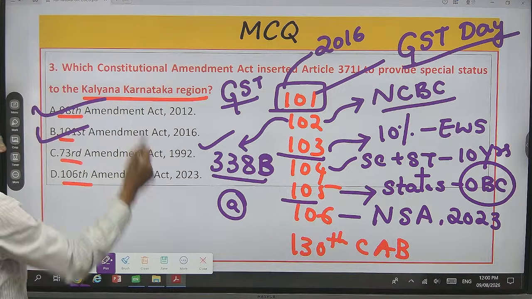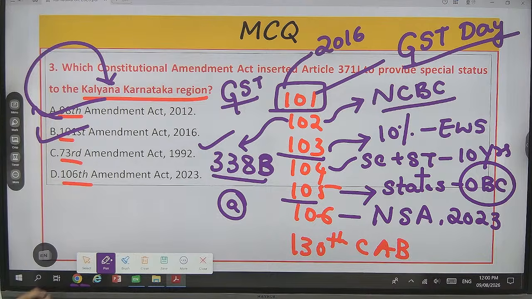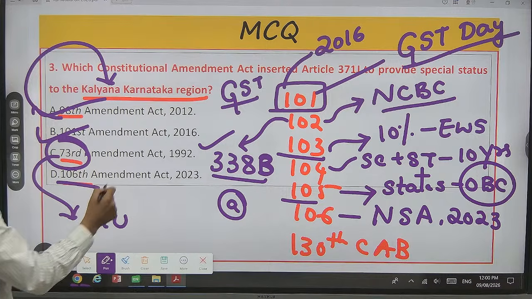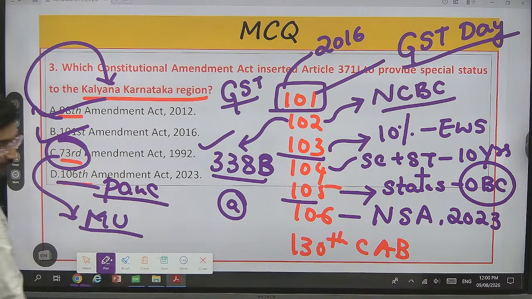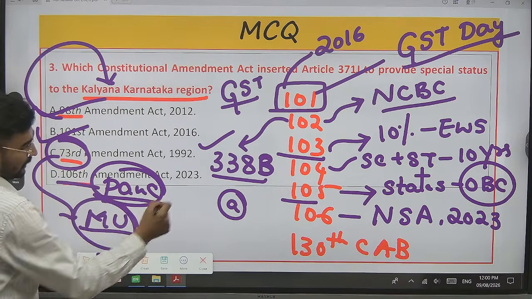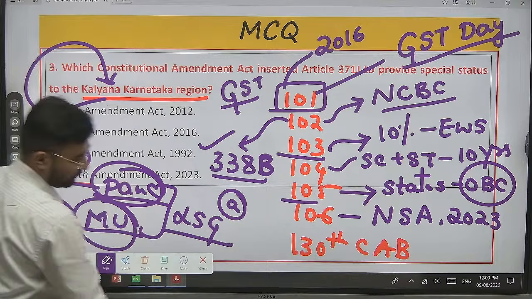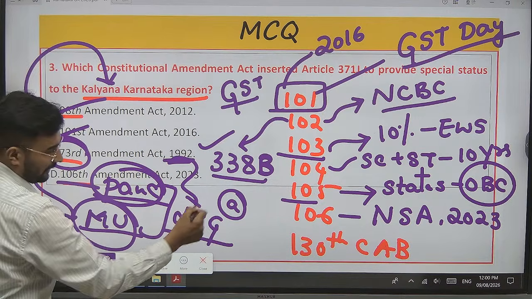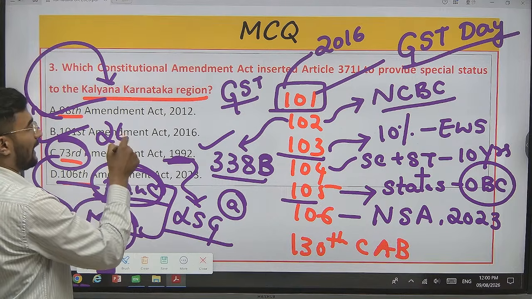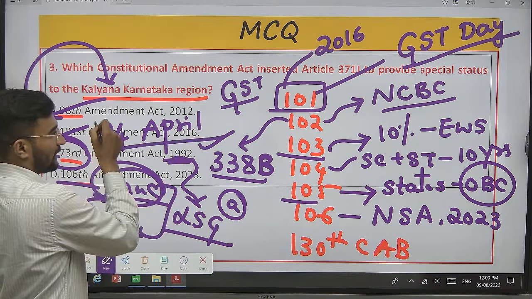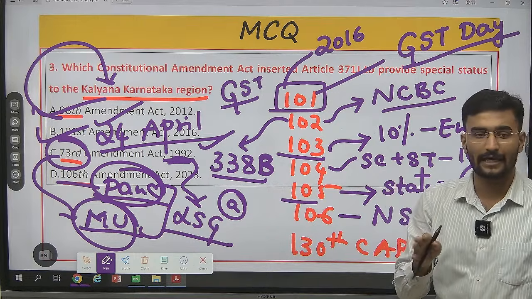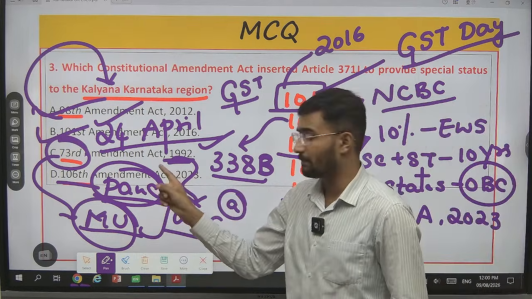After that, 101 you know, 98 you know. 98 talks about which one? Kalyana Karnataka. 106 is done. 73 relates to what? It is panchayats, municipalities, local self government. 73rd and 74th talk about local self government. It was passed in 1992 but came into force when? In 1993, and 24th April we call it Panchayat Raj Day, National Panchayat Raj Day, celebrated every year. 73rd and 74th are panchayats and municipalities.